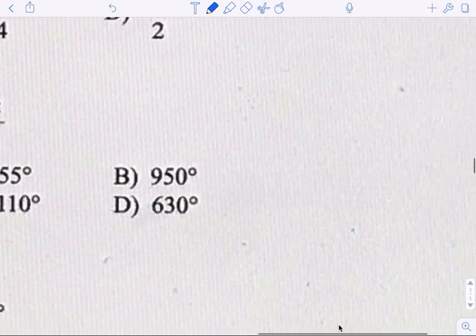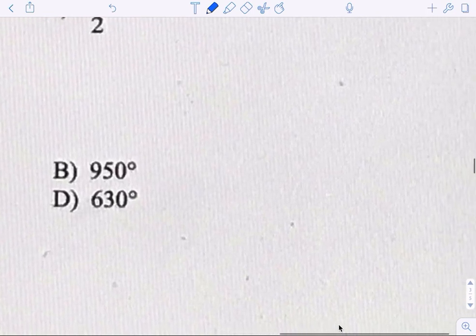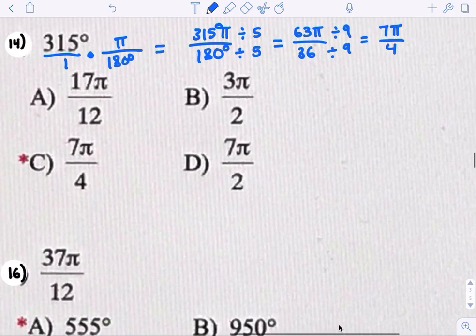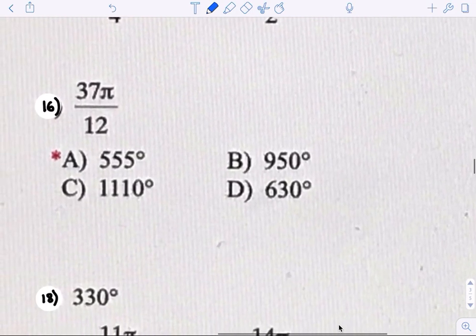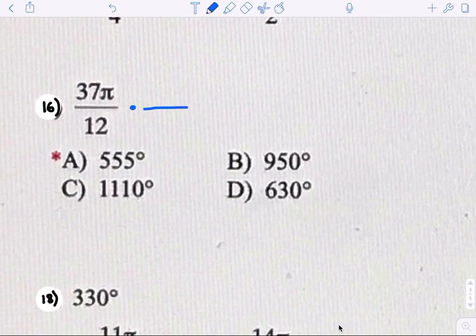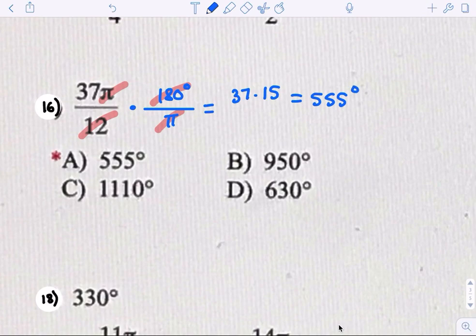Alright, this is a radian, you guys. So now we gotta get it into a degree. So on the bottom, okay, so multiply it by 180 over pi, because then we can cancel off the pi's, and then we just simplify this. So notice, you guys, 12 can go into 12 and 180, so then it would just be 37 times 15, and 37 times 15, you guys, is 555 degrees.